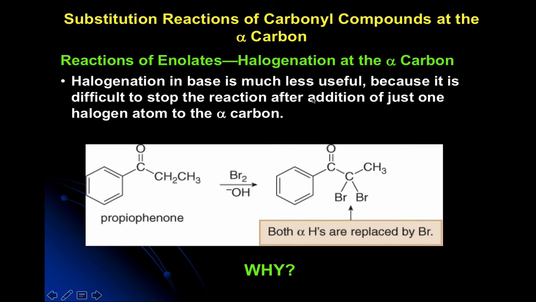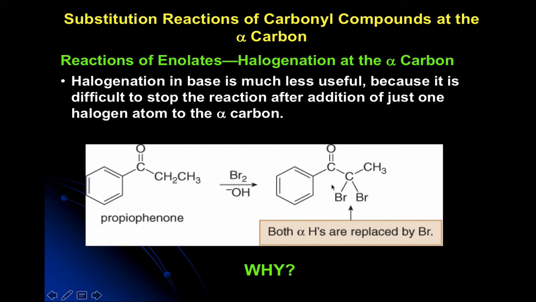Now, halogenation under basic conditions can be more problematic. So for example, if we look at propiophenone, we have two acidic hydrogens, and if we treat this with bromine under acidic conditions, we'll replace by and large just one of the hydrogens with a bromine. But under basic conditions, we actually over-halogenate. So actually both hydrogens will get replaced with bromine. Now if that's what you want, that's a pretty good deal, so it works out in your favor.